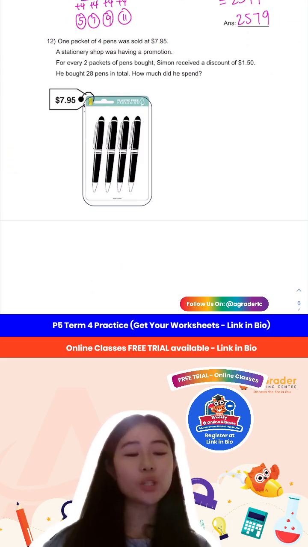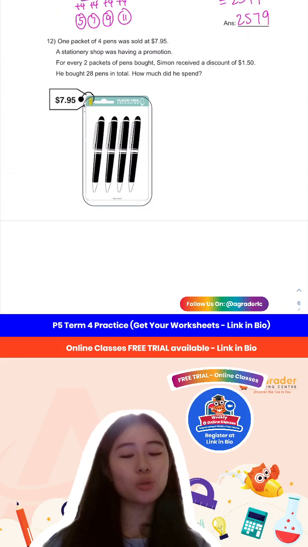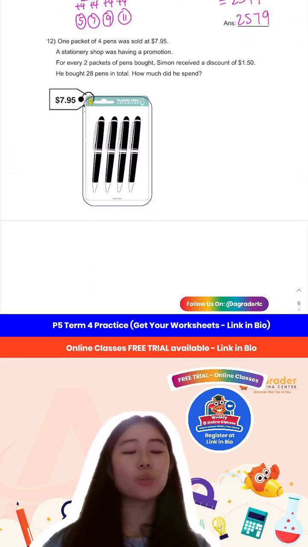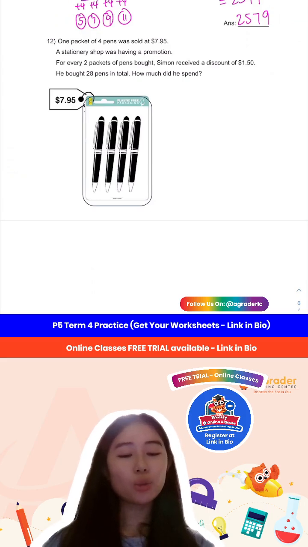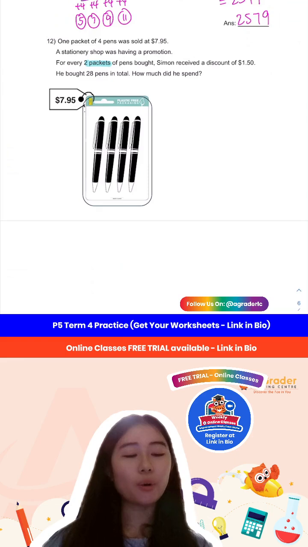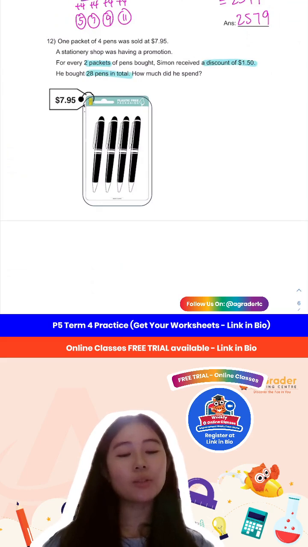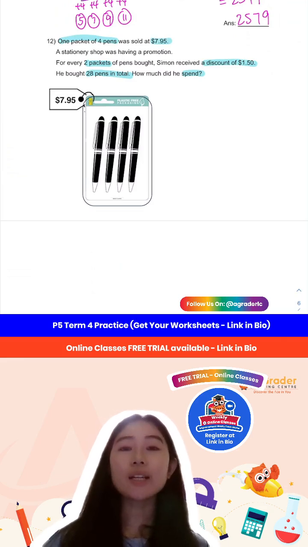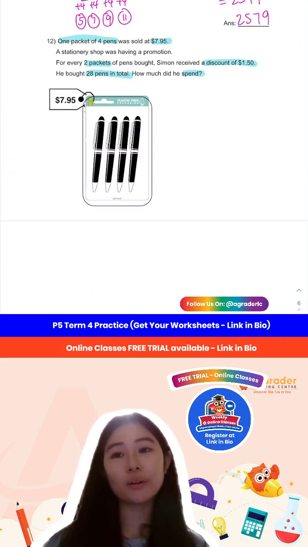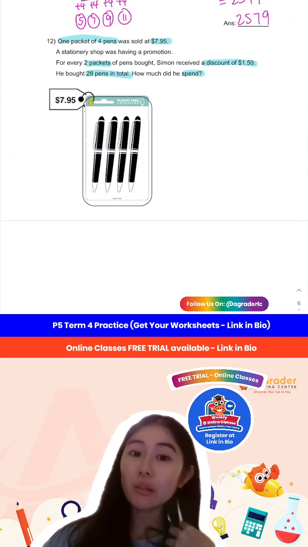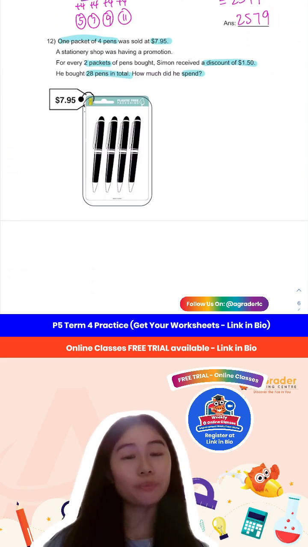Question 12. Question 12 I think is not as tricky. A packet of 4 pens was sold at $7.95. A stationery shop was having a promotion. For every 2 packets of pens bought, Simon will receive a discount of $1.50. He bought 28 pens in total. How much did he spend? Alright, so you guys can try this. Again, this question I would think is very applicable to real life, because in real life, you could be at the stationery shop buying packets of pens at this type of pricing.